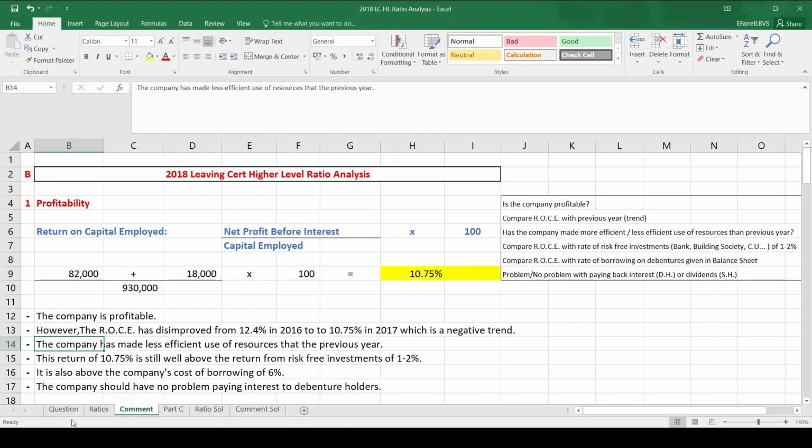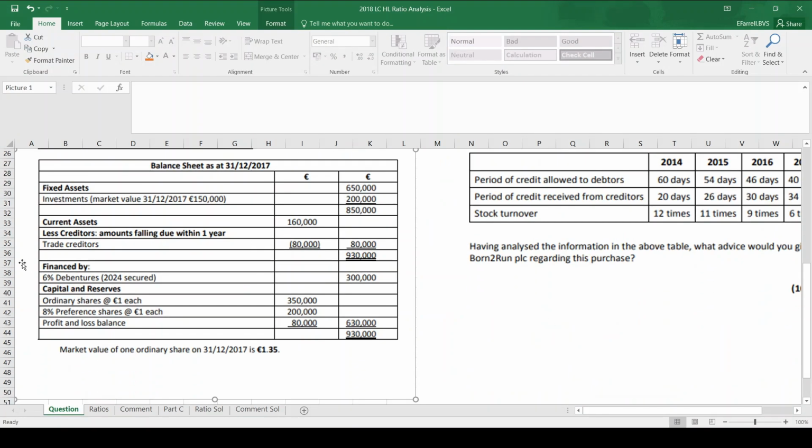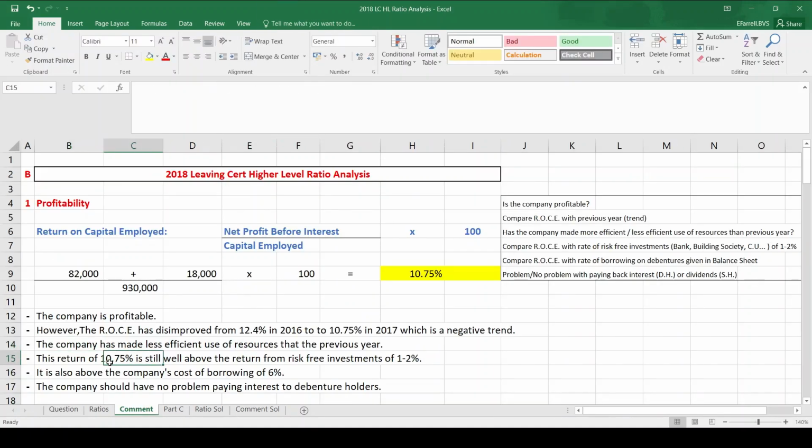We also compare it to the cost of borrowing on debentures, because there's no point borrowing money and paying a certain percentage on that and then earning a return less than that. So this company is borrowing money and they're paying 6% interest on it. So we compare our return to that, and 10.75 is better than 6. So it probably doesn't make sense to borrow the money in this case. So we simply say it's also above the company's cost of borrowing of 6%. If the company's cost of borrowing was 12%, you'd say it was below the company's cost of borrowing of 12%, which would be a worrying trend or something like that.